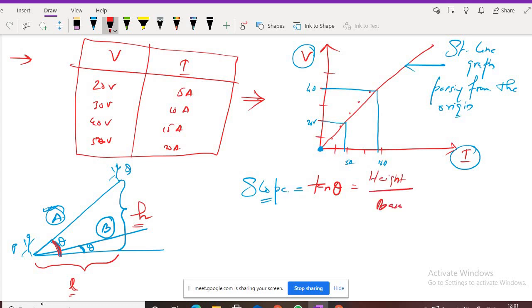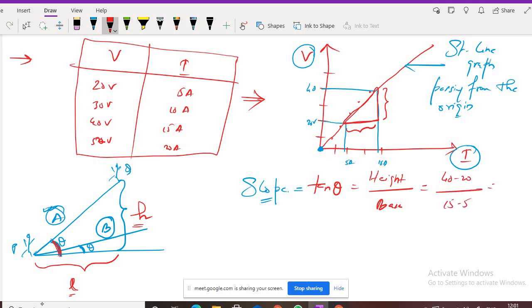Very easy. In a triangle, suppose I take a triangle like this. Imagine that this is the triangle that I have taken. In this triangle, what is the height? This is the height. What is the base? This is the base. So divide this by this. You will find out: 40 minus 20 divided by 15 minus 5.